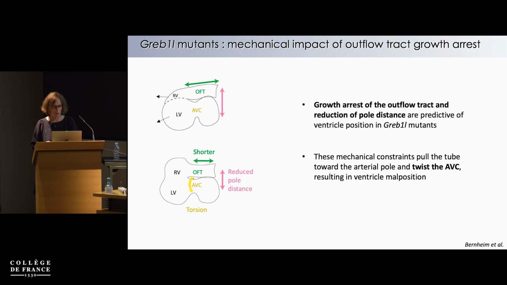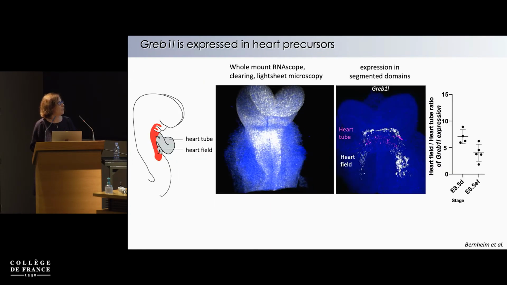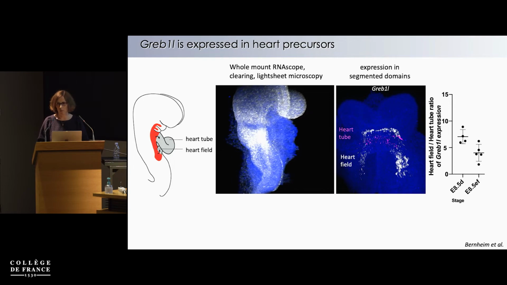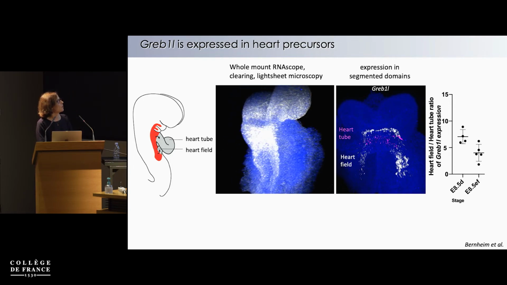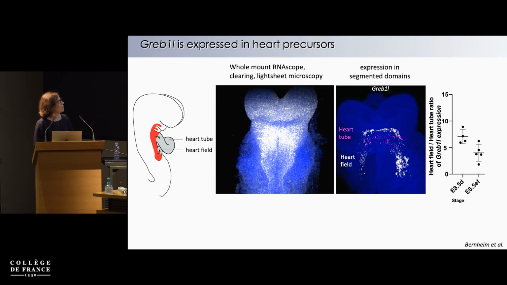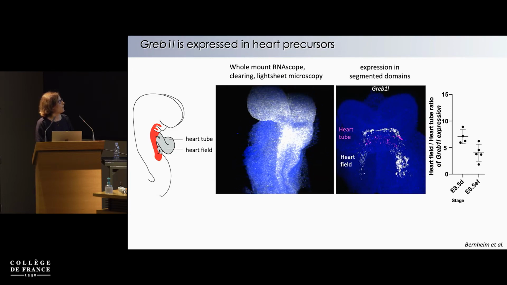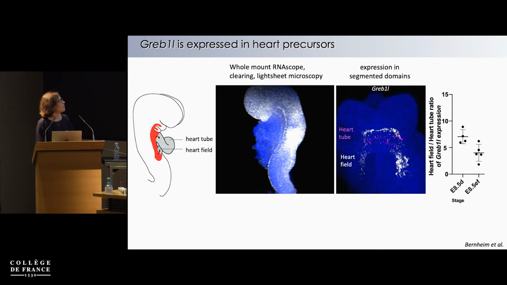So how can Gray-Boinel regulate this? Gray-Boinel is a poorly known gene, with no known protein domains, so we had to start from the very beginning and first assess where Gray-Boinel is expressed. We did this in 3D by whole mount RNAscope, embryo clearing and light sheet microscopy, and you can see that Gray-Boinel is, for example, expressed in the neural tube, but it's also expressed in the cardiac region.